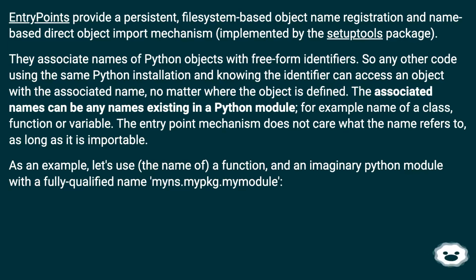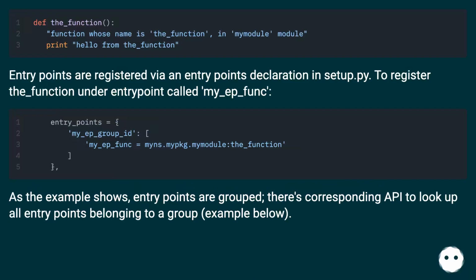As an example, let's use the name of a function and an imaginary Python module with a fully qualified name mines.mip.my_module. Entry points are registered via entry points declaration in setup.py. To register the underscore function under an entry point called my_ep_func. As the example shows, entry points are grouped, and there's a corresponding API to look up all entry points belonging to a group, example below.